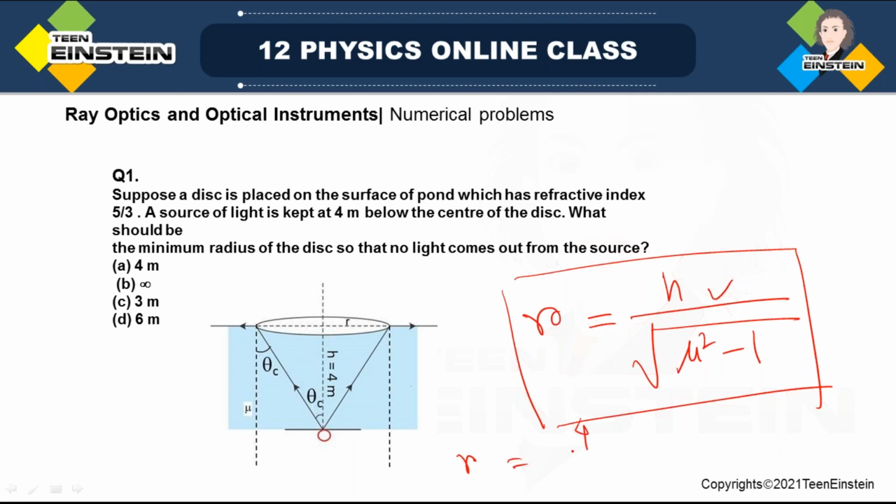Directly you can use this. h is 4 meter, and mu is given as 5 by 3. So look, what will be the R? Here mu is 5 by 3, square minus 1. So this will give you 3 meter. The 3 denominator will go here, and 25 minus 9 gives under root 16, which means 4. So finally you'll get that. Anyway, I'm not doing this again. You just use this formula and try to do it. I'll just move on to the next problem.